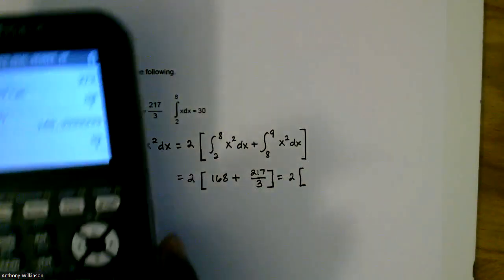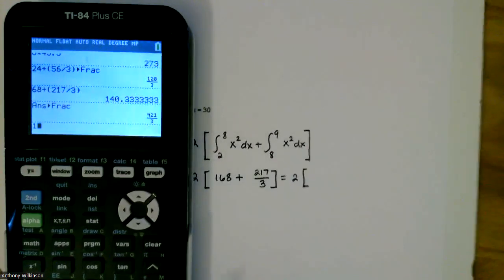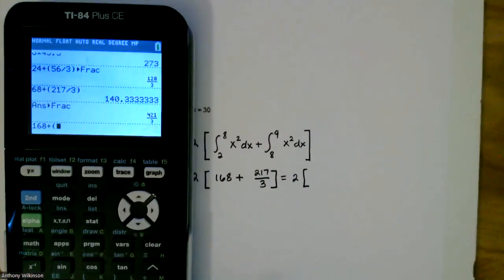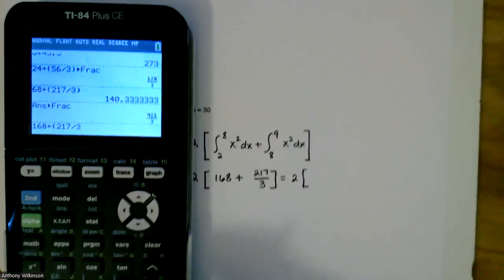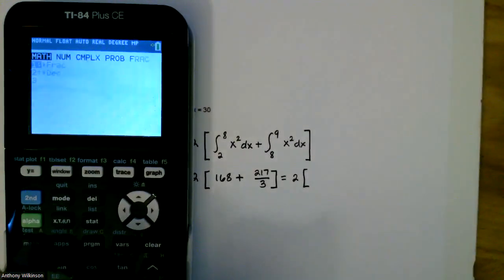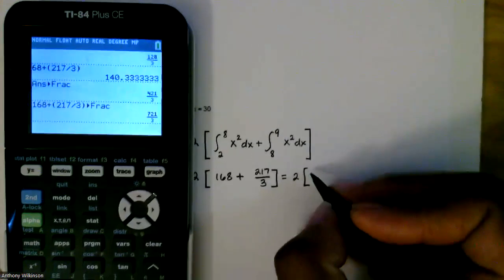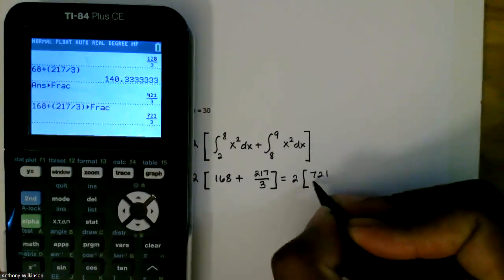Okay, so it's 168 plus, and in parentheses, 217 divided by 3. And then press the math key and then number 1 for fraction. So this ends up being 721 over 3. That's in parentheses.